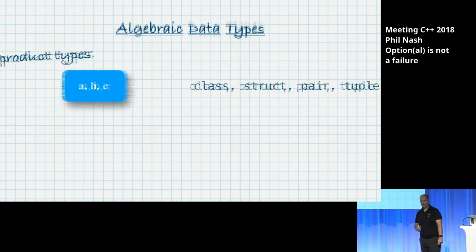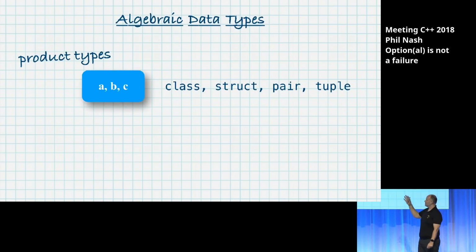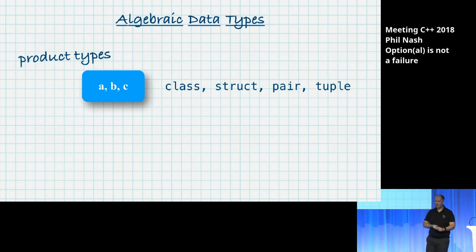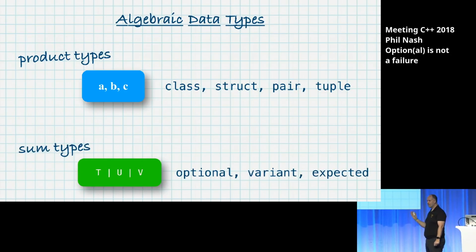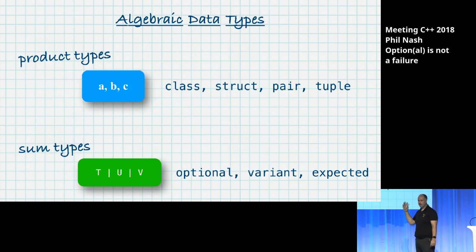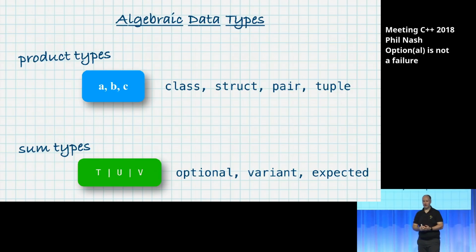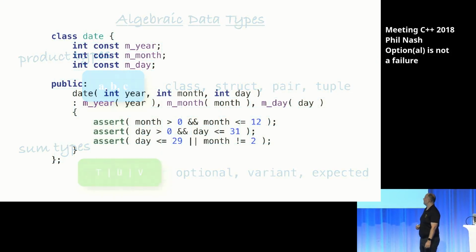They're called that because we've got two categories. We've got product types, which is anything which has an aggregate of members: classes, structs, tuples. And then we've got sum types. It's actually the sum types we're talking about. Really, it should be sum type-based error handling. And here we have optionals, variants, std::expected, anything which represents a choice of types, as opposed to an aggregation of them. So let's have a look at how they might help.